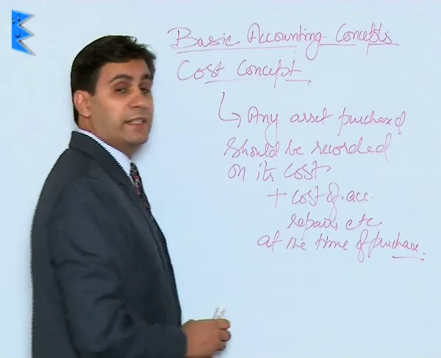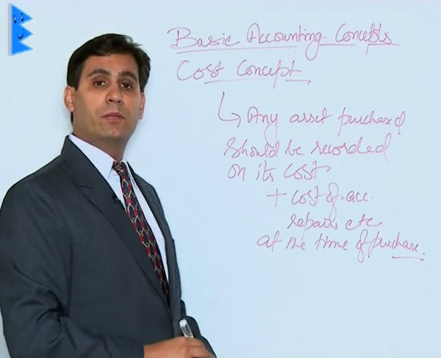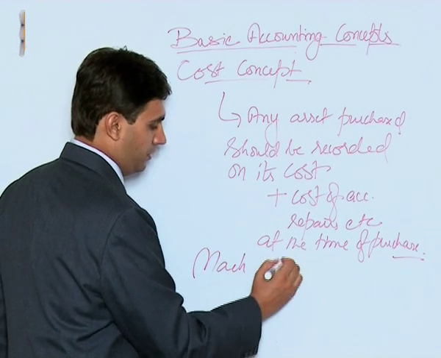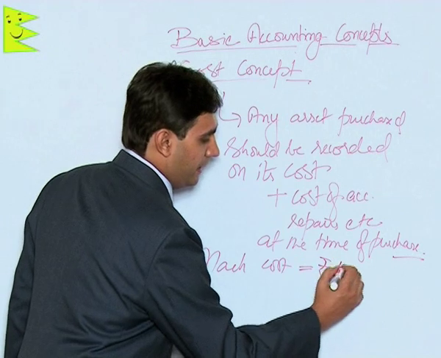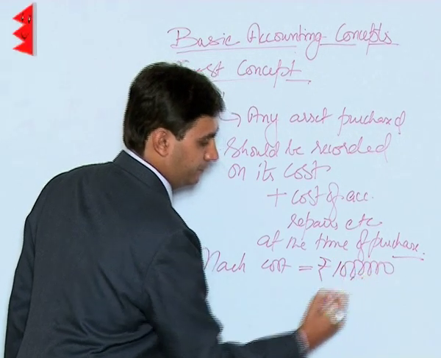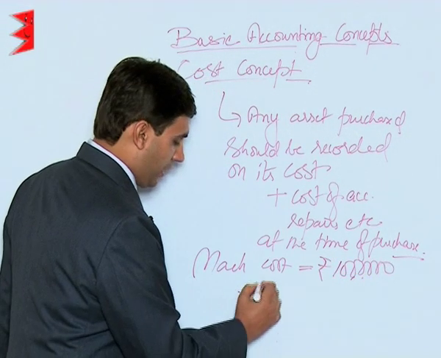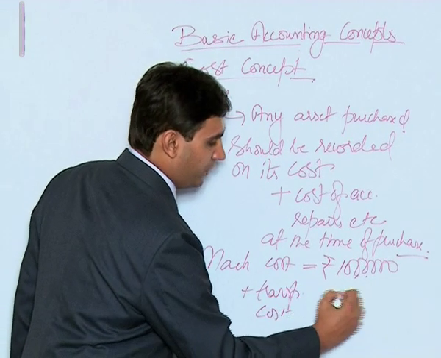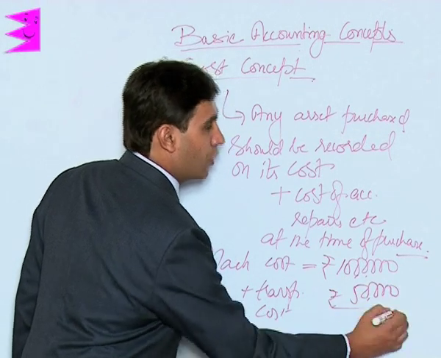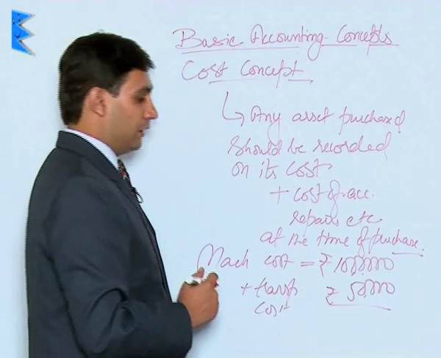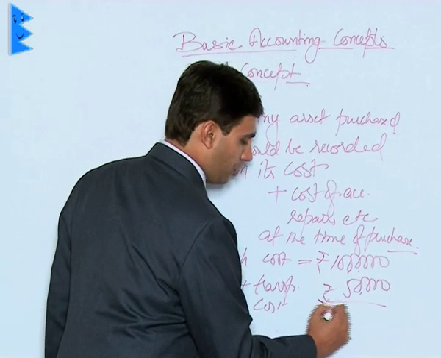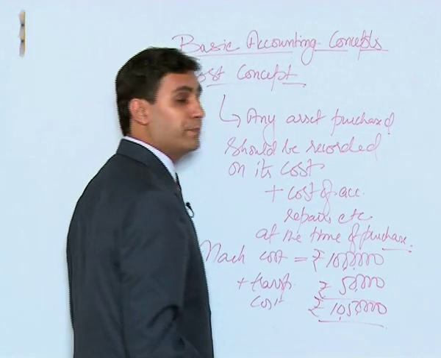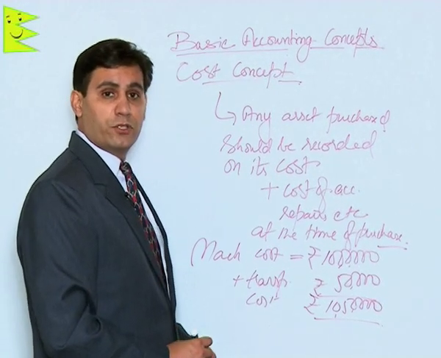That is, let's say we purchased a particular machinery for rupees 10 lakh. Machinery cost is rupees 10 lakhs and transportation cost is rupees 50,000. So as per this concept, the machinery would be recorded in the books at a cost of rupees 10 lakh 50,000 and this price would not change.